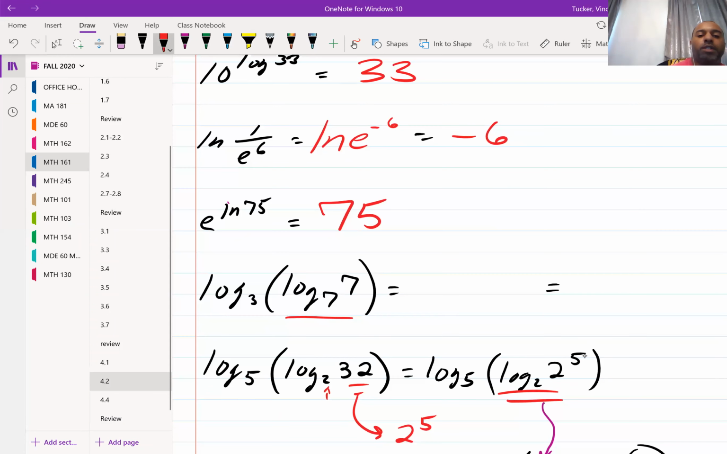All right, in this next one, we have log base 3 of log base 7 of 7. What we do is what's on the inside of our parentheses first. Log base 7 of 7 is 1. So it's log base 3 of 1, and any log applied to 1 is just 0.